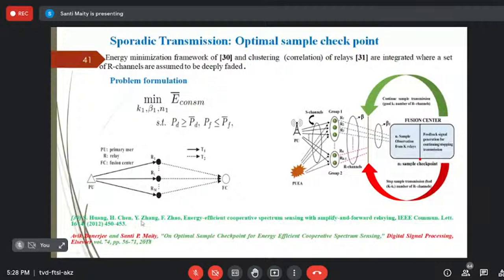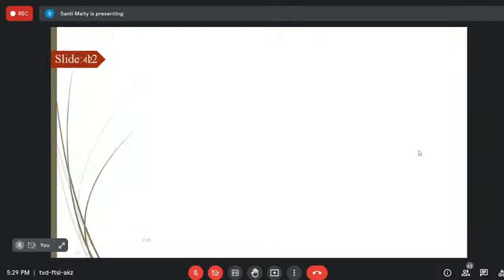Sample collection does not consume much energy. Rather, the energy consumption is because of transmission of these samples to the fusion center. And this is a framework which is done by this. What we have done here is sporadic transmission, where some of the sensors, some of the channels are very poor. We don't like to include them. The fusion center gives a feedback signal saying that you need not transmit, and that way we can have a sporadic architecture which can be made use of.